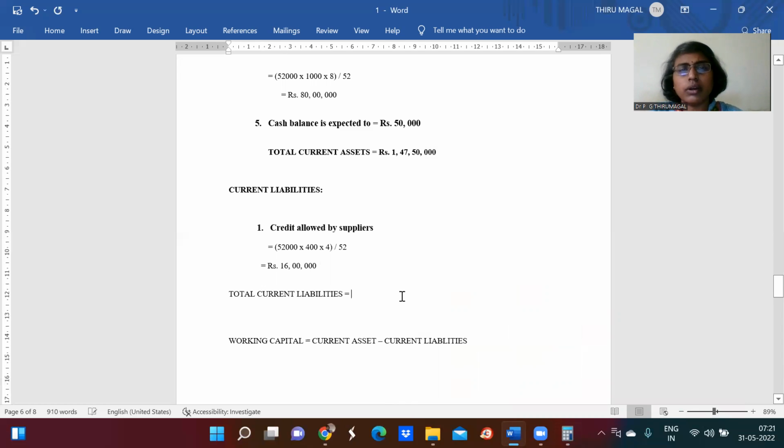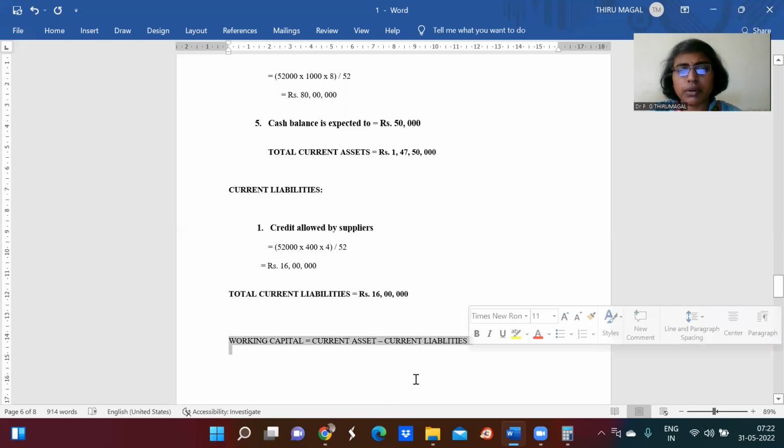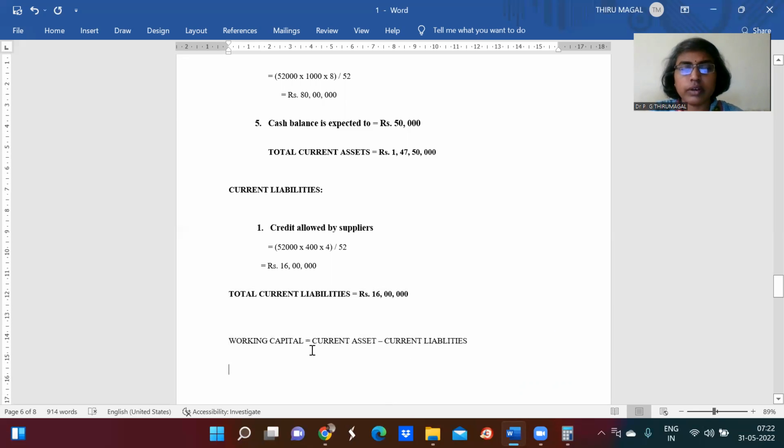So now the only current liability that is given is credit allowed by supplier. We found out the value as 16 lakhs. And the total current liability will be the same thing. The same 16 lakhs will come here. So that is the only current liability that is available in the company. Now, as per our formula, we need to find out the working capital requirement of the company, which means current assets minus current liabilities. So the total current assets comes around 1 crore 47 lakh.